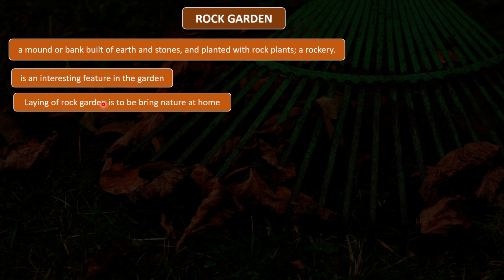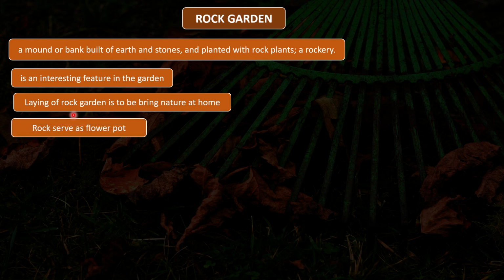So when you build a rock garden, it is not just that you have to put all the stones one above the other. That is not a rock garden. A rock garden should have a natural beauty, as if it is something you have seen naturally in a natural area, and when you see your rock garden you should have the same feeling.